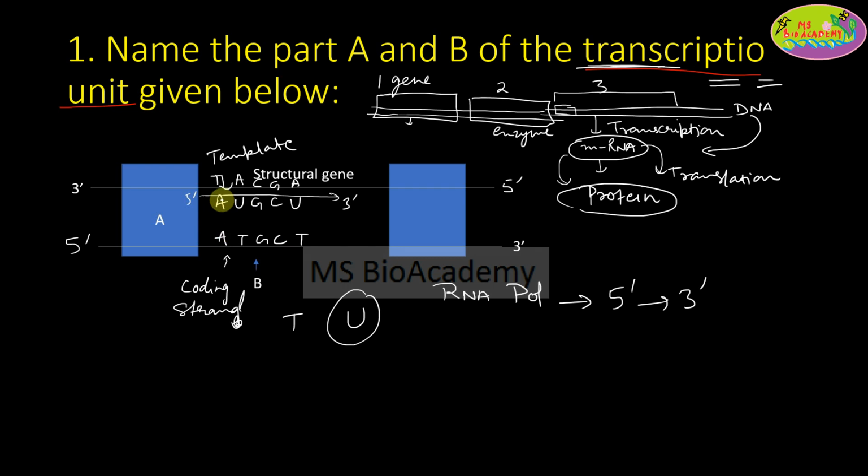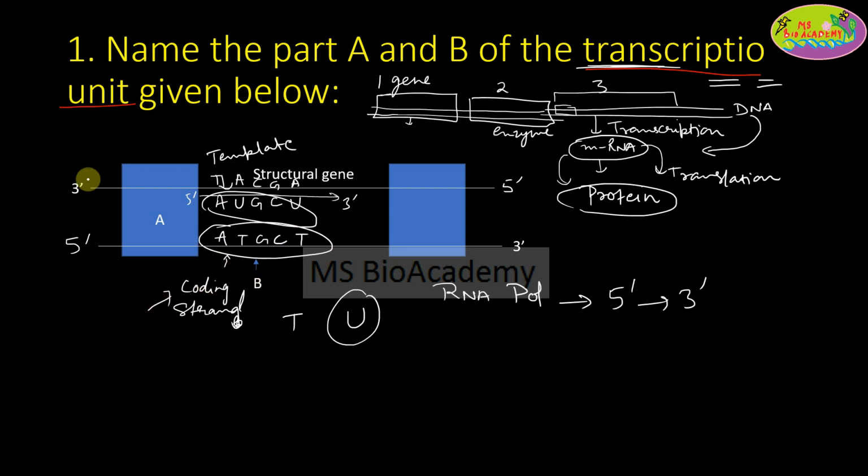So now look at the sequence of this mRNA and the sequence of the coding strand. It is exactly the same, right? AA, instead of thymine it is uracil everywhere. GC, GC and thymine uracil, right? So that's why this is called a coding strand.